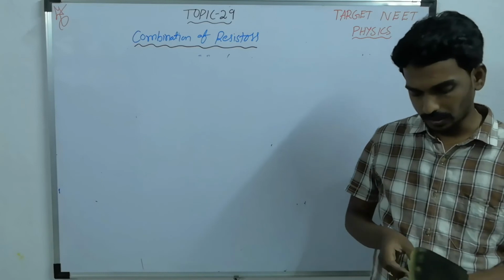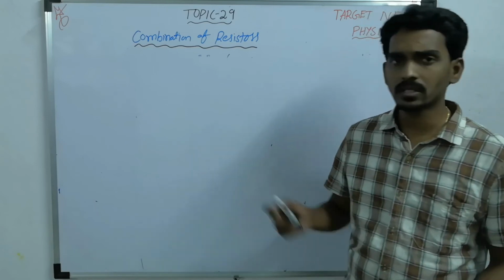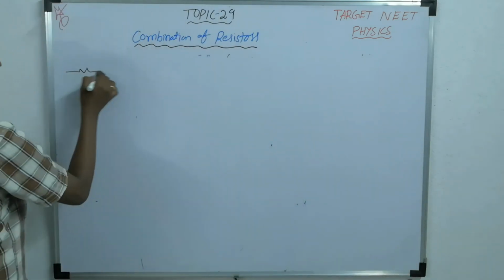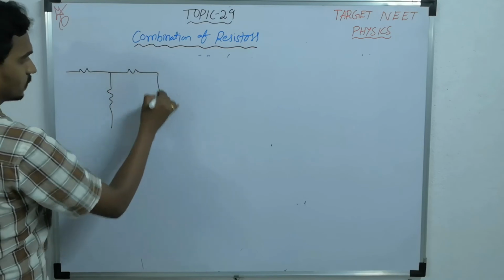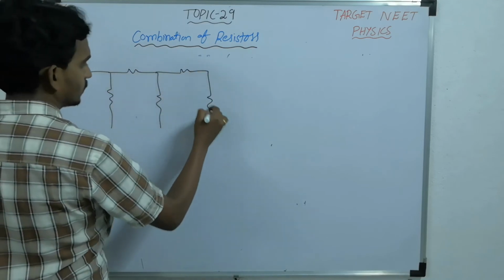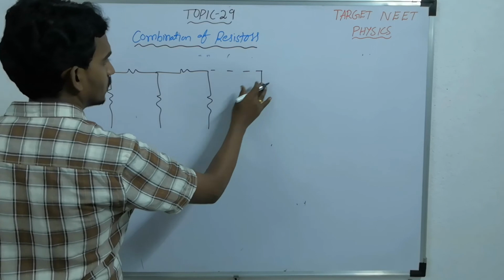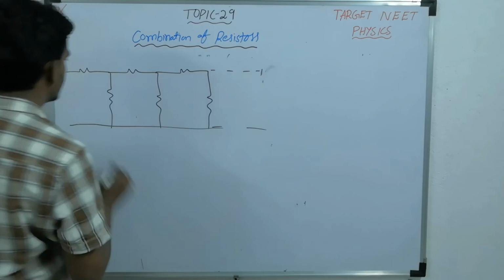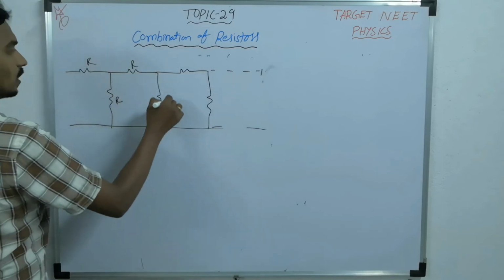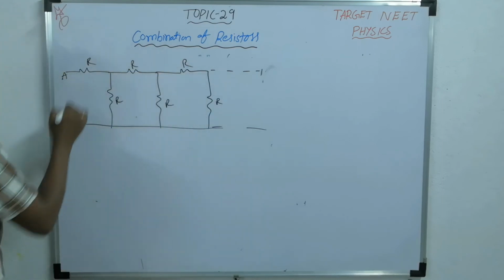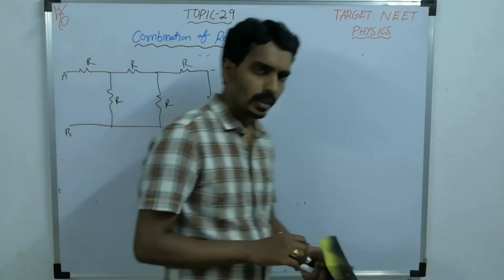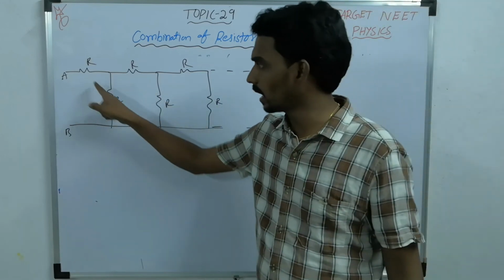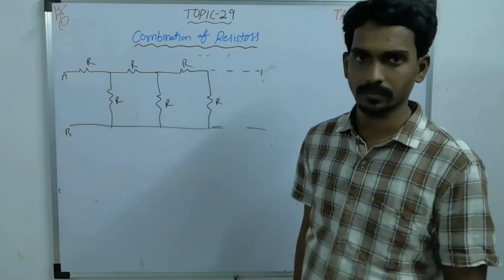Now one last and final model is based on the infinite ladder. That is also one of the important models. R, and so on between AB. Now how many resistors are connected? Infinity. But the combination is repeating like R, R, and so on.